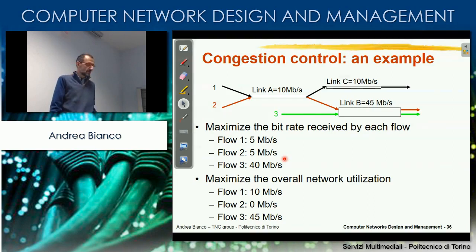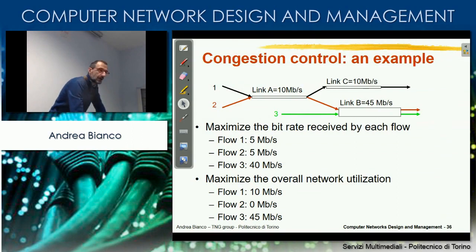So we came out with a solution which is penalizing flow 2, clearly, and is giving an overall utilization which is larger. And that's an example of what I was saying before. Trying to maximize the total utilization is another goal with respect to being fair. Okay, so the first solution is more fair, but it's not maximizing the utilization. The second is instead less fair, but is maximizing the network utilization in this example.